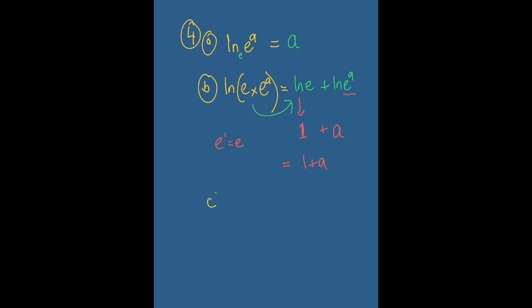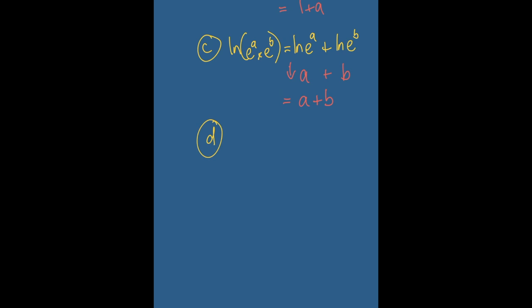Part C, similarly, also need to use your log laws. The question is, what is the natural log of e to the a times e to the b? Well, let's separate those first. So we've got natural log of e to the a plus natural log of e to the b. Now we know already that this has to be a and this one has to be b. So that's the answer, is a plus b.